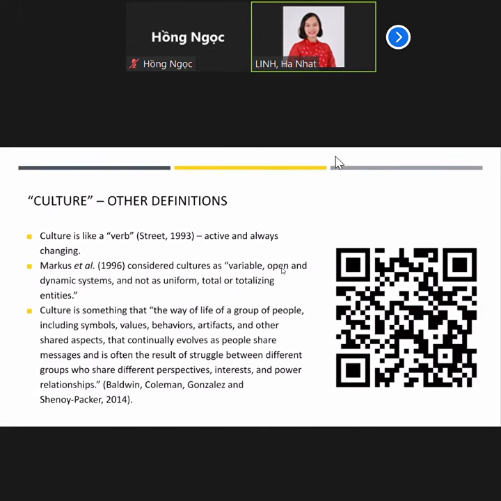Now it's time for you to create your own definition of culture. Now can you scan the QR code? So there is a link or ballot, and then you can post your definition there. So when you exit the link, you can see that there are some other definitions of the class 43A. However, I think that you can take a look and then think of your own definition.